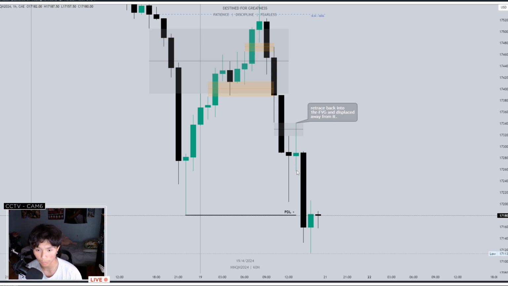We displace with this fair value gap here, and you can see it. You can notice it on the 5-minute that we had displacement. So we retrace back into the hourly FVG, and we displaced away from it.